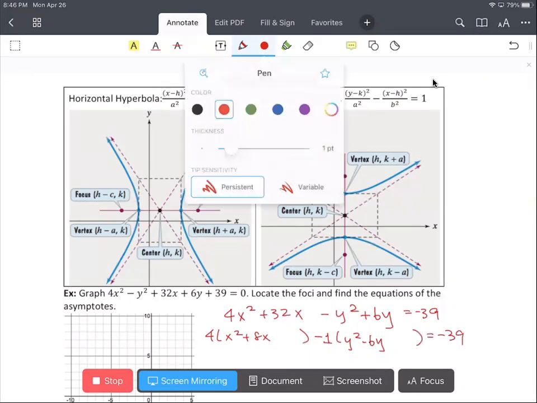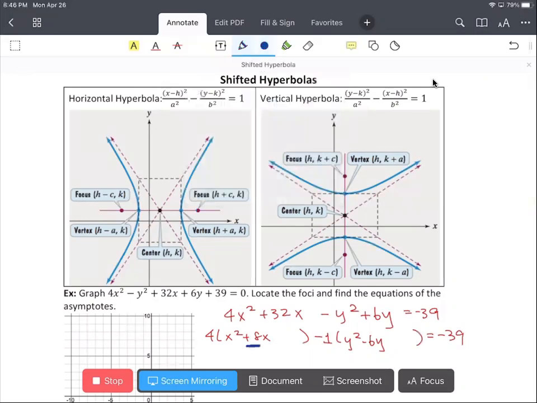So we have to look at these b values. For 8, half of 8 is 4, 4 squared is 16. Half of negative 6 gives us negative 3, and then negative 3 squared gives us 9. However, we don't have them on the right-hand side, so we have to add them on the right-hand side as well. 4 times 16 gives us 64, so I'm going to put 64 on the right-hand side. Negative 1 times 9 gives us negative 9.